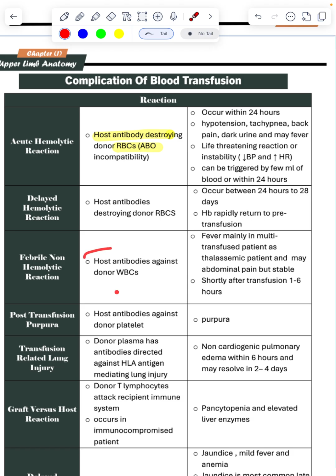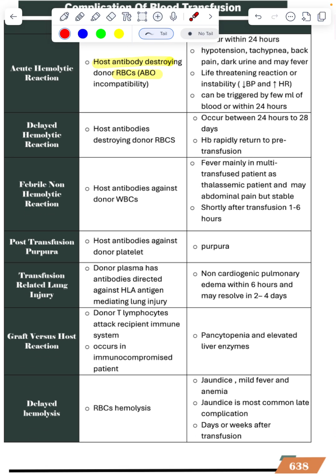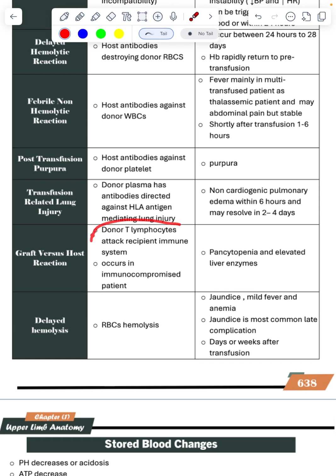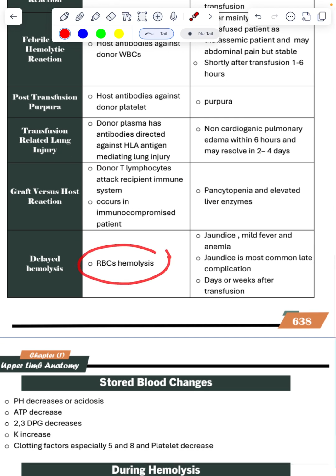Febrile reaction: host antibody against WBC. Fever is mild, mainly in multi-transfused patients and thalassemia patients, and there may be abdominal pain but stable, lasting 1 to 6 hours. Post-transfusion purpura. Transfusion-related lung injury: donor plasma has antibody against HLA, causing non-cardiogenic pulmonary edema within 6 hours. Graft versus host: T lymphocytes attack the immunocompromised, causing pancytopenia. Delayed hemolysis: RBC hemolysis, jaundice.